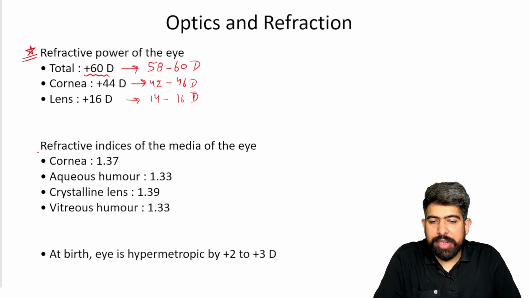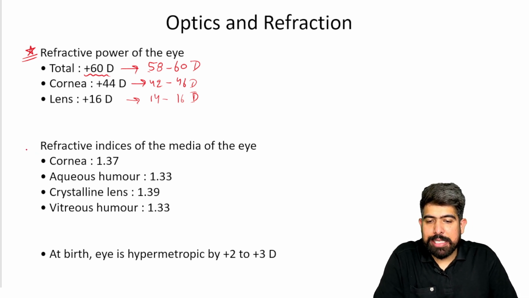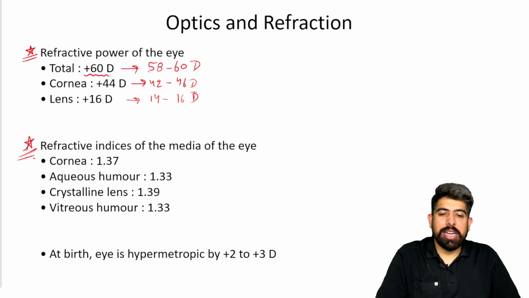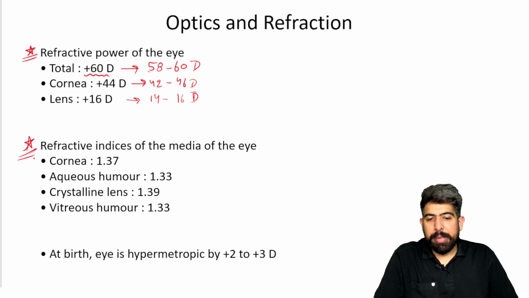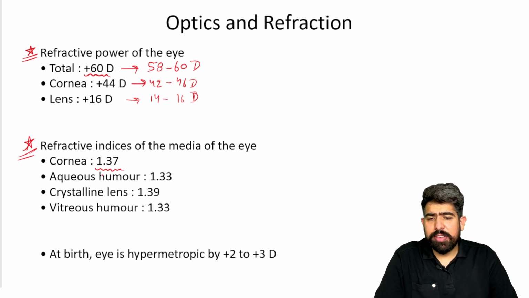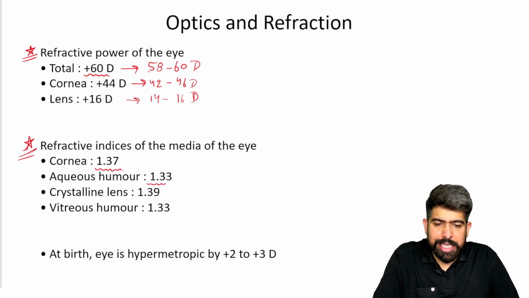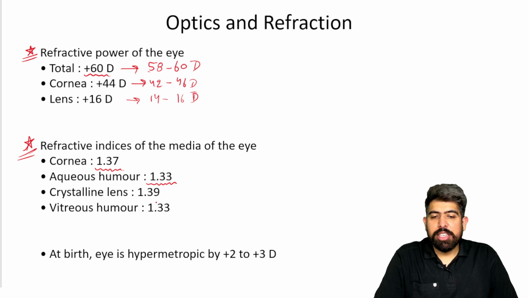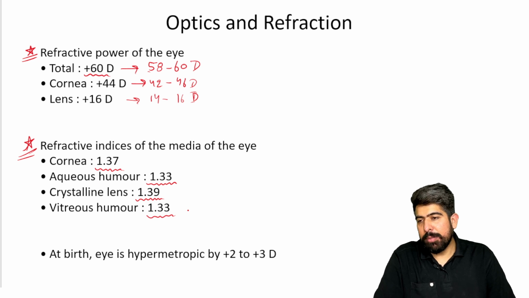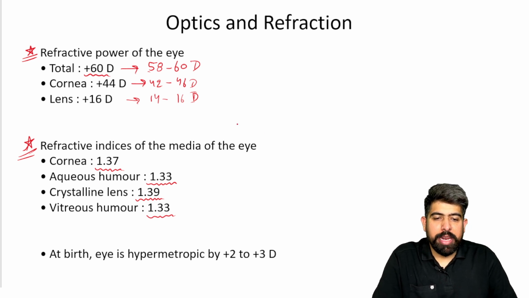Next we have the refractive index of the refractive media of the eyes. As I already told you, we have to remember this. I made a list of all of these here so you can remember the refractive indexes of the different media of the eye. Our cornea has 1.37, our aqueous humor has 1.33, our crystalline lens has 1.39, and the vitreous has 1.33 as well, right?